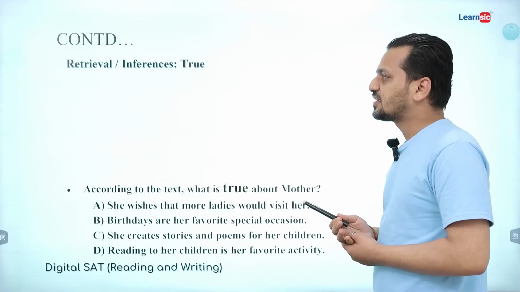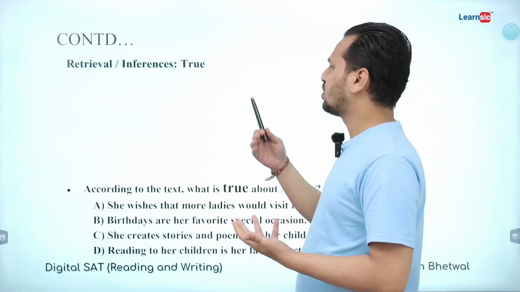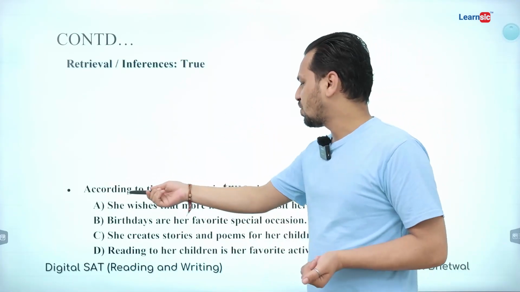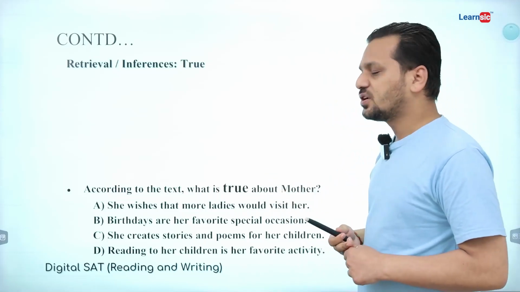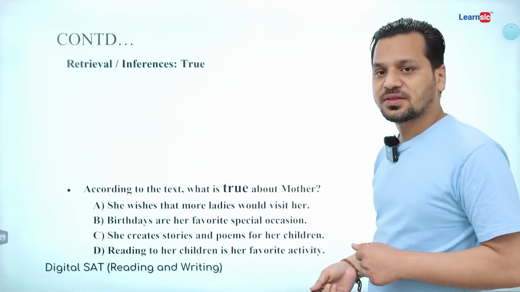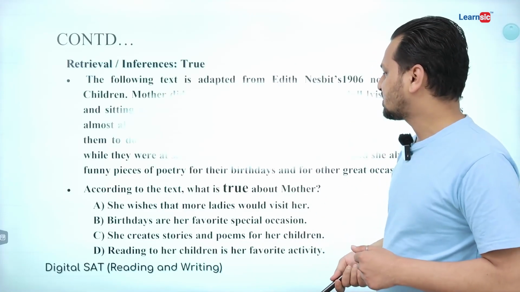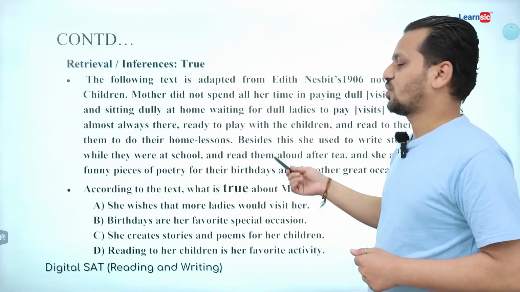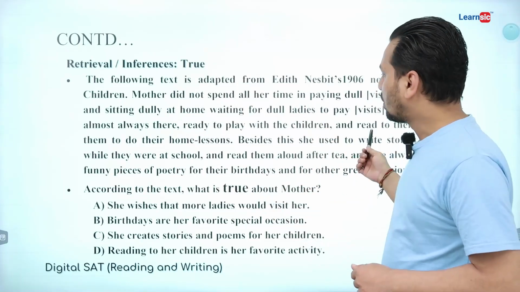Now the next question type is retrieval inferential, or you can call it the true question also. Your question will have the word true in it. According to the text, what is true about mother? A, B, C, D. So you'll be getting text like this. You read the text and find out what is true by reading the options.